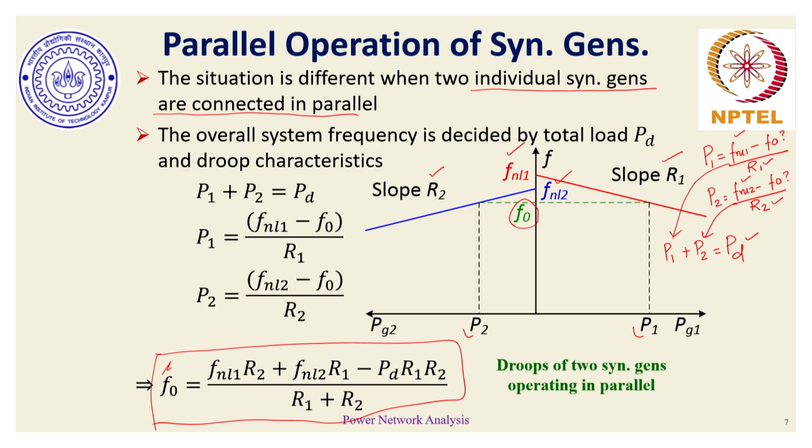Now, from this instant, let's try to understand what happens if the demand, which was earlier PD, has now been incremented by a value delta PD.